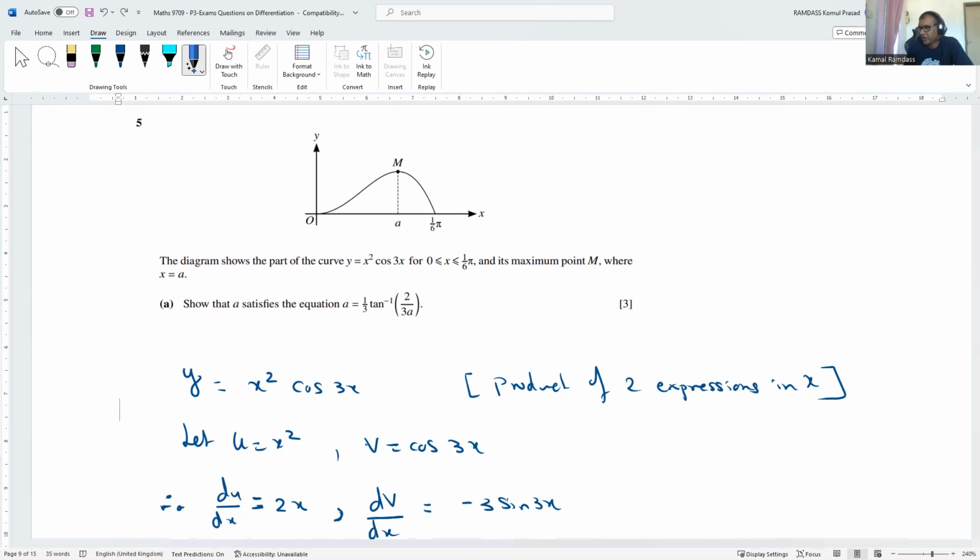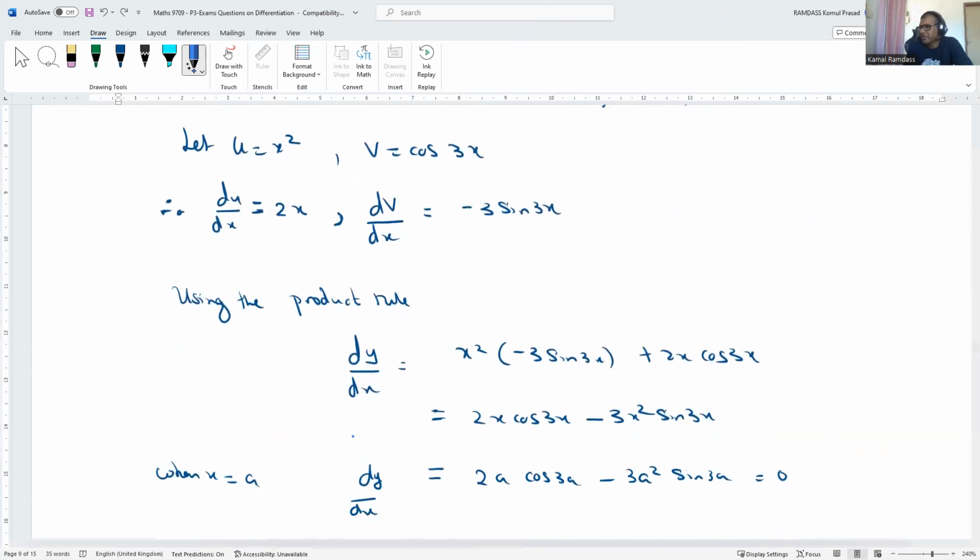Let u be equal to x squared, because this is a product, and v is equal to cos 3x. du by dx is 2x. dv by dx is minus 3 sin 3x, minus because the differentiation of cos is minus sin. Using the product rule, dy by dx is equal to x squared multiplied by minus 3 sin 3x plus 2x cos 3x, which is 2x cos 3x minus 3x squared sin 3x.